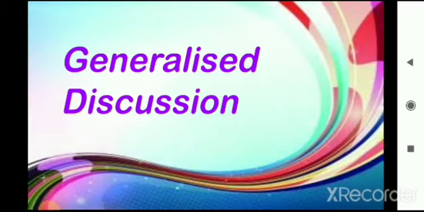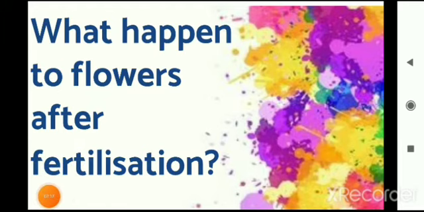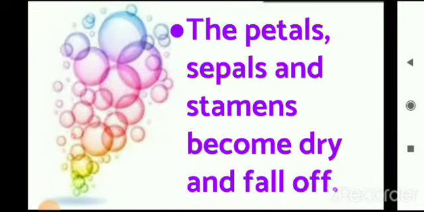Now we will discuss our generalized questions. Okay? Now tell me, what happened to flowers after fertilization? Do you know what happens to flowers after fertilization? Think about it firstly. Your answer will be like the petals, sepals and stamens become dry and fall off. In the place of dry, you can use the word wither. The petals, sepals and stamens wither and fall off. Okay?